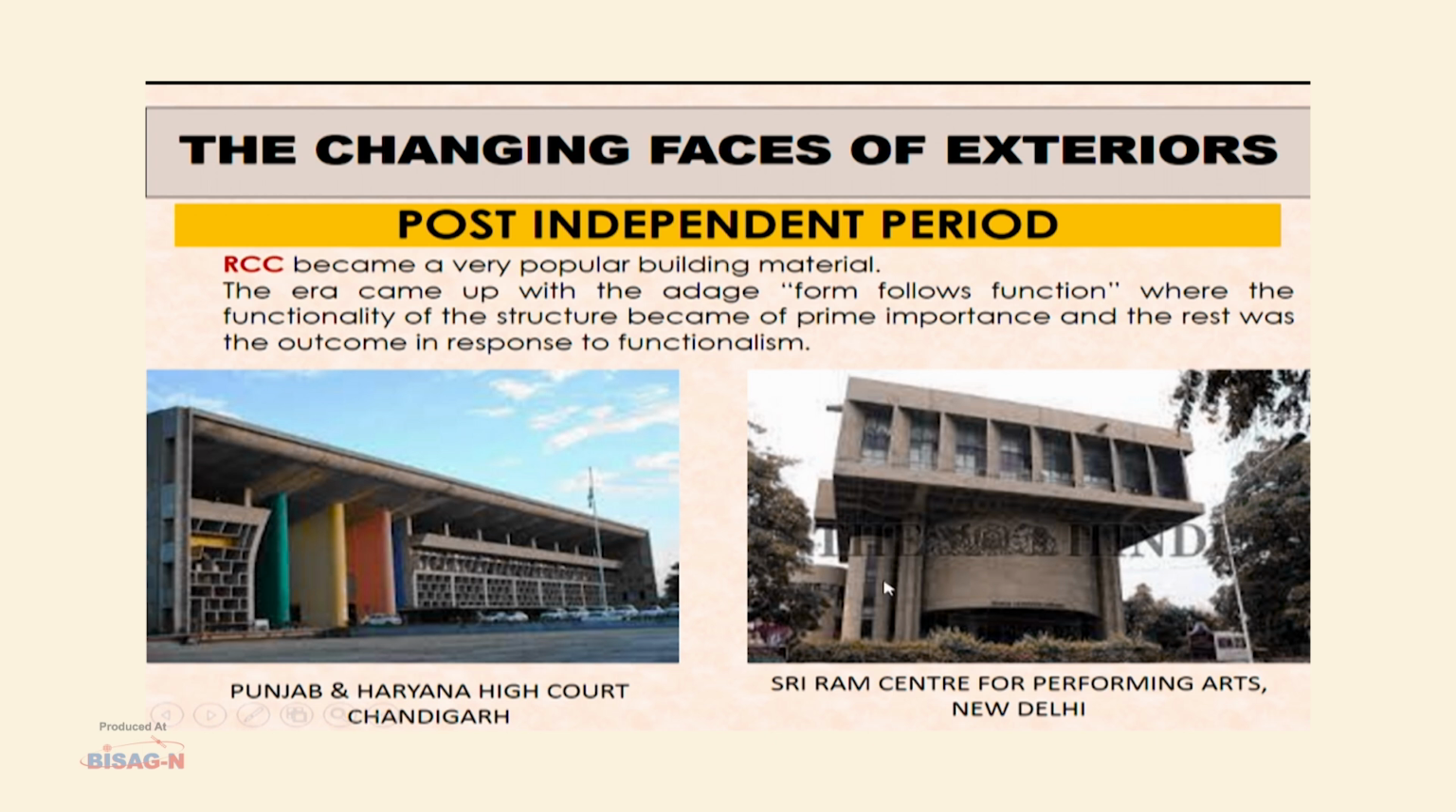The second example is the Shri Ram Centre for Performing Arts, where the auditorium or the hall is in the center in the cylindrical form and the allied facilities on the top and sides are in the rectangular structure. Then we entered into an era of modernism.